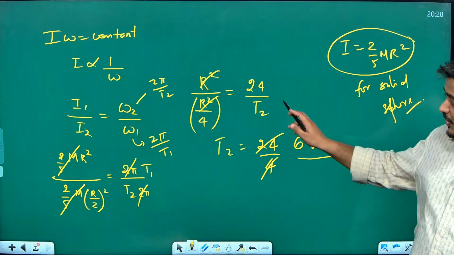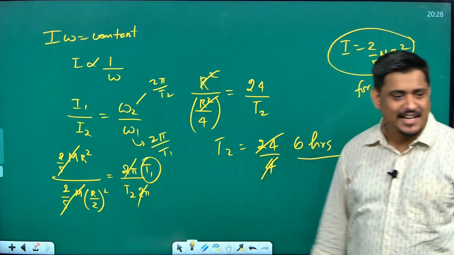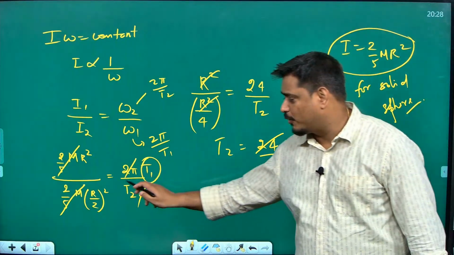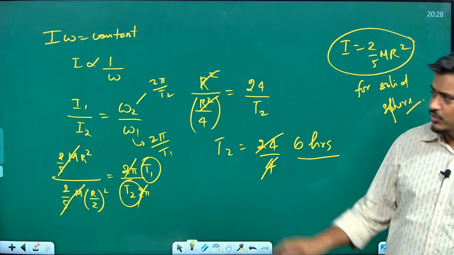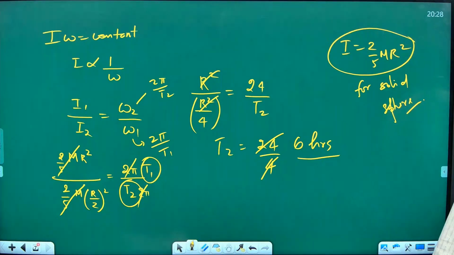How 24 came? What is T1 here? Time period of Earth. 24 only, no? And this is the new time period of Earth after the radius became r by 2. I have to find that. So 24 by T2. Take another question, similar question.